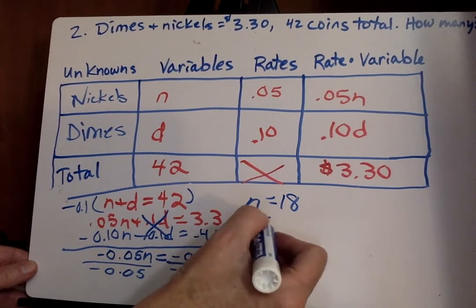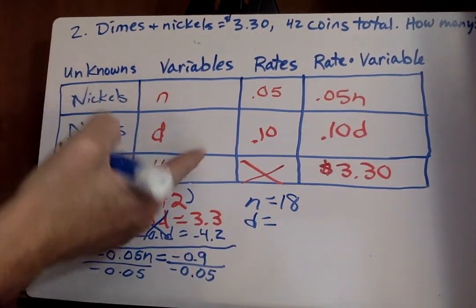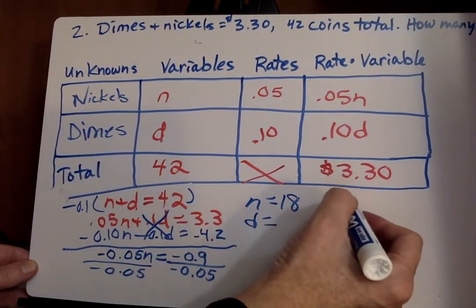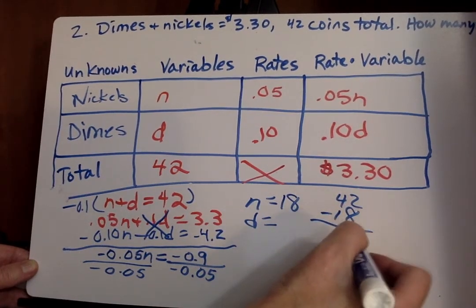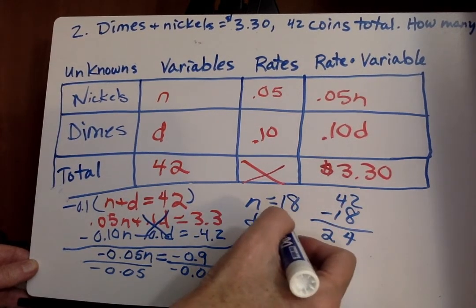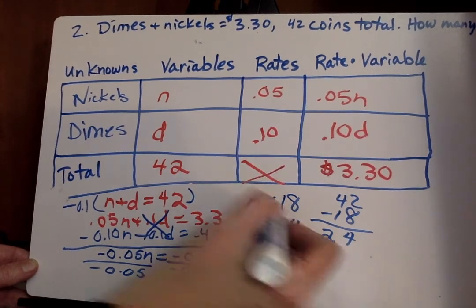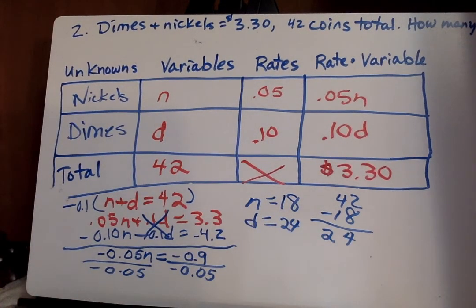The number of dimes, all we have to do, we know N plus D is 42. So we say 42 minus 18. So that should be 24. And then you can write out there are 18 nickels and 24 dimes.